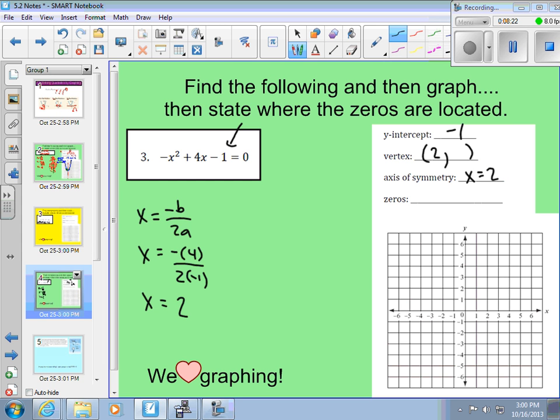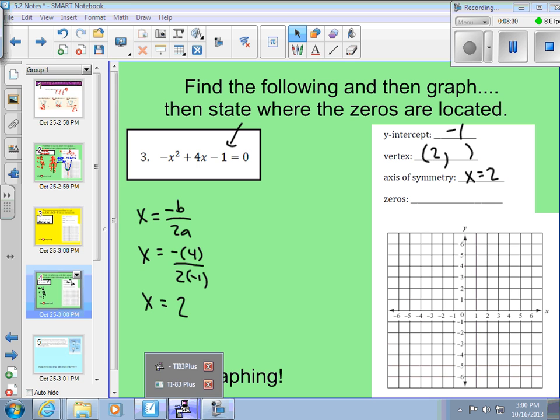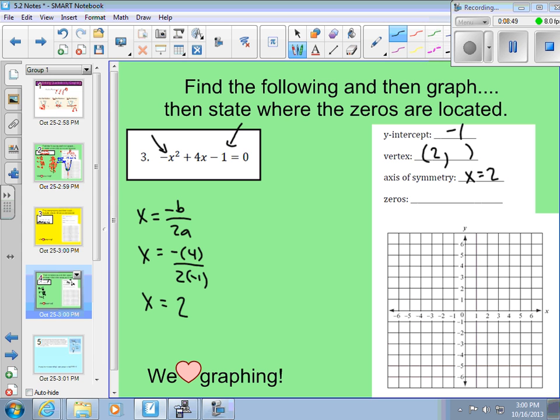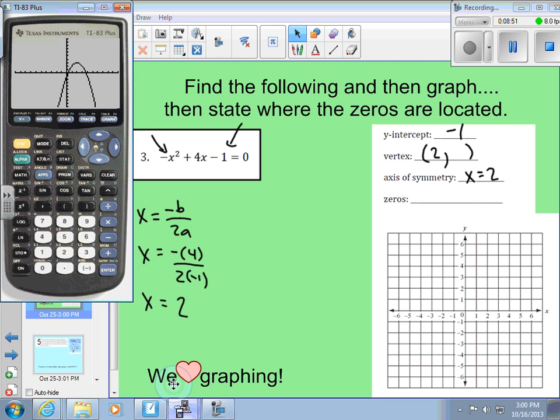To find that, you want to bring up the table. Let's use the calculator to graph this one and get our table as well. So this one is -x² plus 4x minus 1. There's the graph of it. We can see it opens down, and it should open down because our a value is negative. Anytime our a value is negative, it should open downwards.